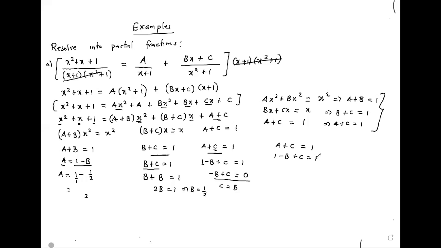So now b has been found to be half. And a is 1 minus b. So a is going to be 1 minus half. So common denominator is 2. 1 into 2, you get 2. 2 by 1, we have 2 minus 1 there. And so a is going to be half again. C is equal to b, but b is half. So c is equal to half.